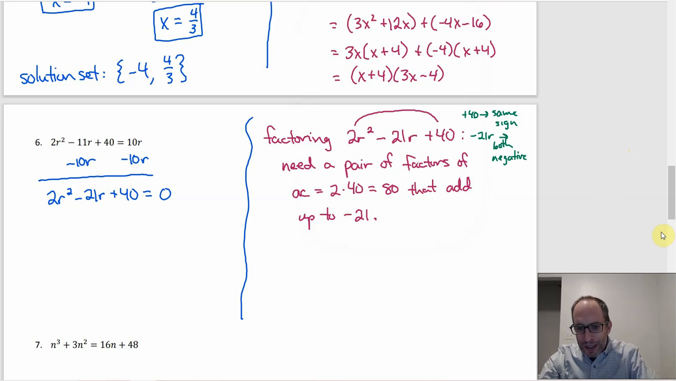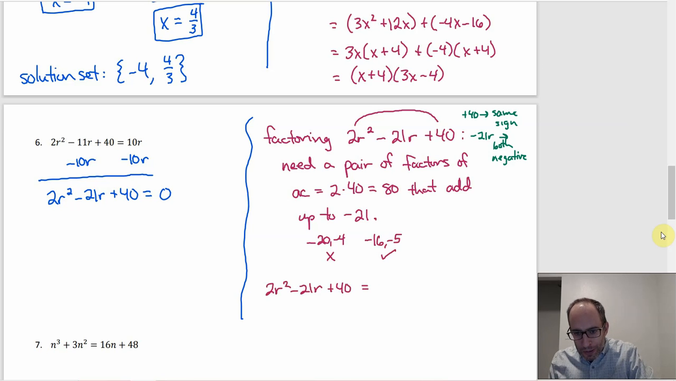So for 80, let's see, like -20 with -4, that doesn't work. That adds up to -24. So it's close. They need to be a little bit closer together. But 80 is divisible by 5, right? It's -16 times -5. Yay. Right? That adds up to -21. So, all right. Then we've got 2r squared minus 21r plus 40 is equal to 2r squared minus 16r minus 5r plus 40.